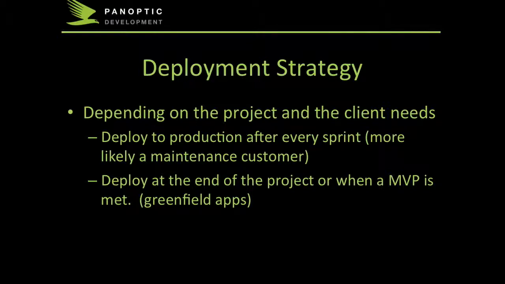So for instance, if we were working on an application that really is in a maintenance mode, the application's in pretty good shape, we're just making some feature changes or some bug fixes, for that case we'll probably deploy to production after every sprint. But in the case of a new product, a greenfield app, we won't deploy until a minimum viable product is available. And at that point, it might make sense to deploy to production, but sometimes it makes sense not to, and we still just deploy to staging, and we wait to deploy to production until the very end. It depends on the application we're building as well as our client's needs.